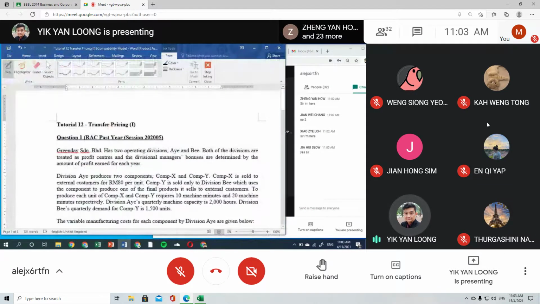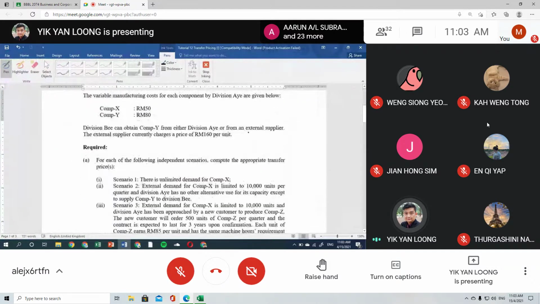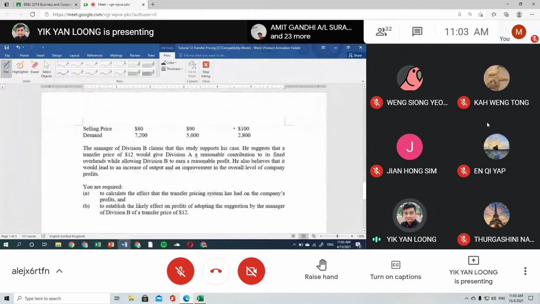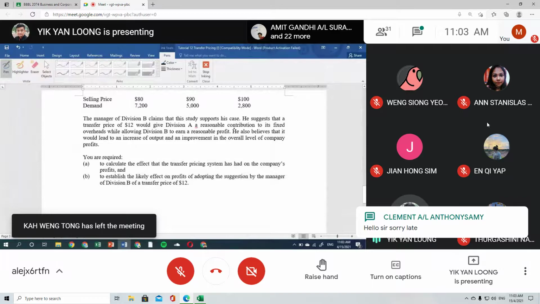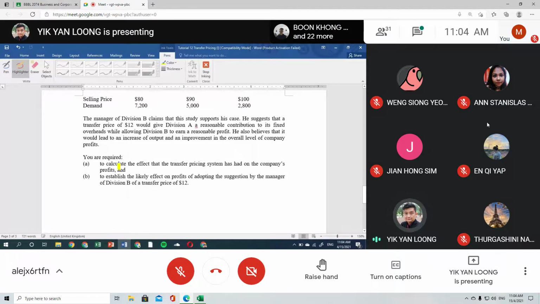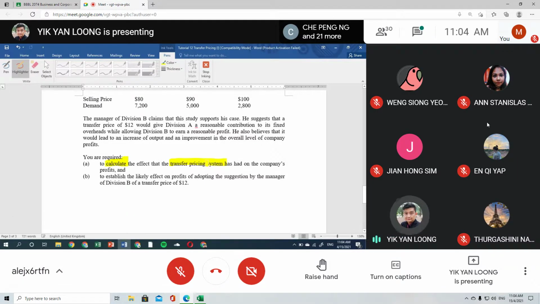All right, we're looking at tutorial 12 on transfer pricing. Let's look at question number 2 in part A. In part A, you're required to calculate the effect. So the first part here is you need to calculate something. What is the effect that the transfer pricing system has on the company's profit?